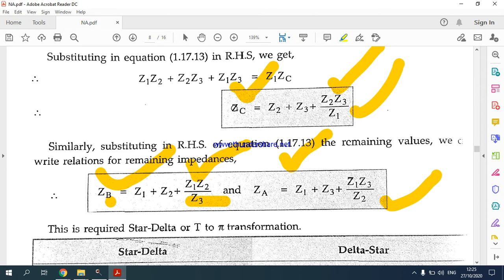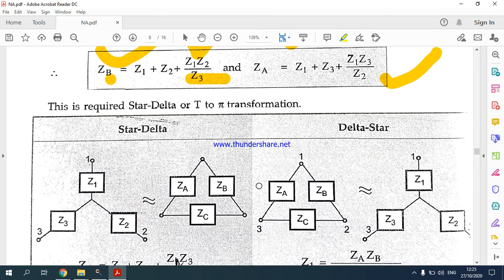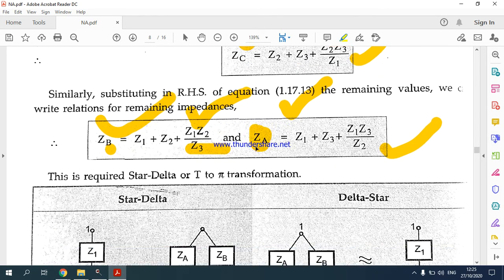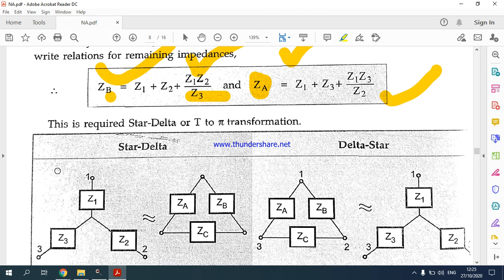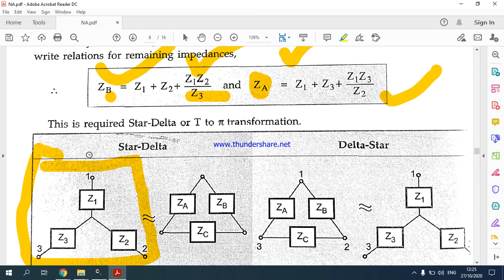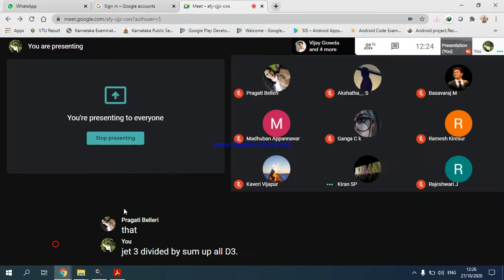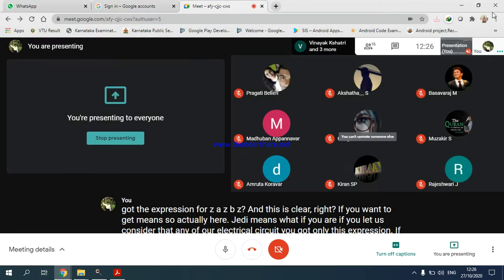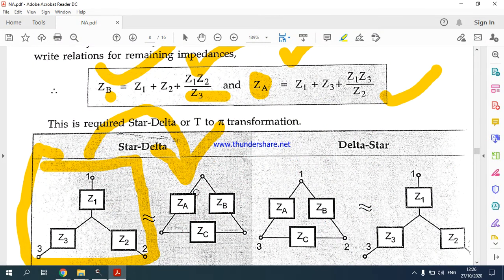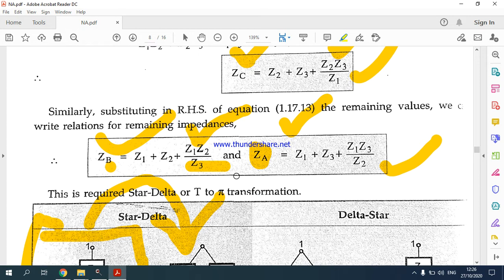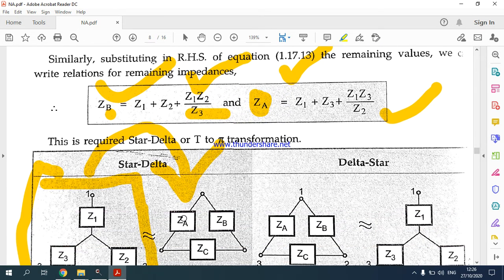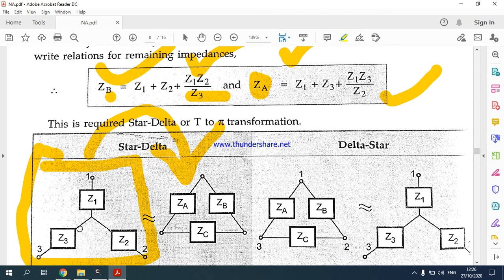Fine, this is clear, right? Let us consider that in your electrical circuit you got only this expression. If you want to convert this star to this type of delta, how can we do? If you want to get ZA, what you do? ZA equal to Z1 plus Z3 plus Z1 into Z3 divided by Z2. From this one you got ZA.